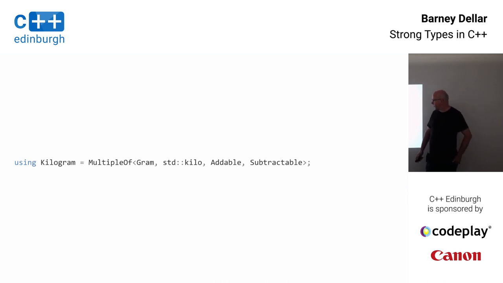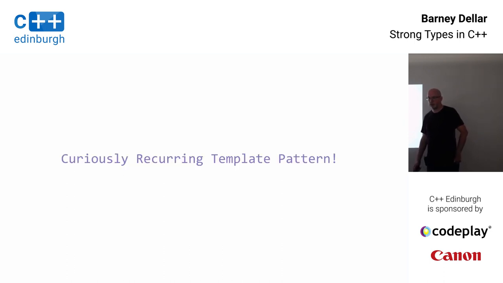So it'd be really nice if we could write something like this: kilogram, multiplogram, it's a kilo, and it's addable and subtractable. But how can we make this work, given that addable needs to know about the fact that this is using doubles under the hood? So this is a job for the curiously recurring template pattern. This pattern allows us to create a base class that knows about derived classes.